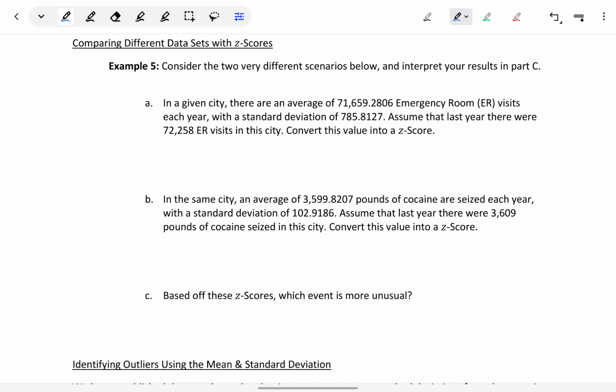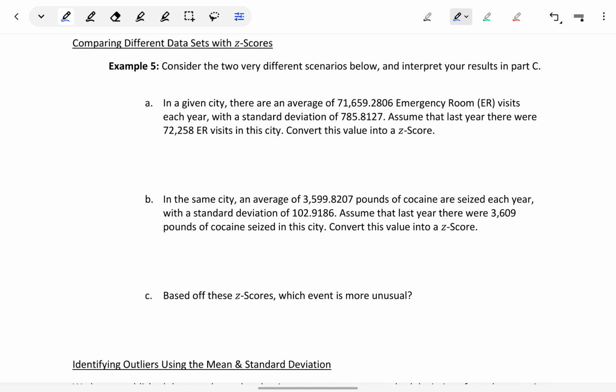And then in part B, in the same city, an average of 3,599.8207 pounds of cocaine are seized each year, with a standard deviation of 102.9186. Assume that last year there were 3,609 pounds of cocaine seized in this city. We want to convert that value to a z-score. And then in part C, we'll look at determining which one is more unusual.